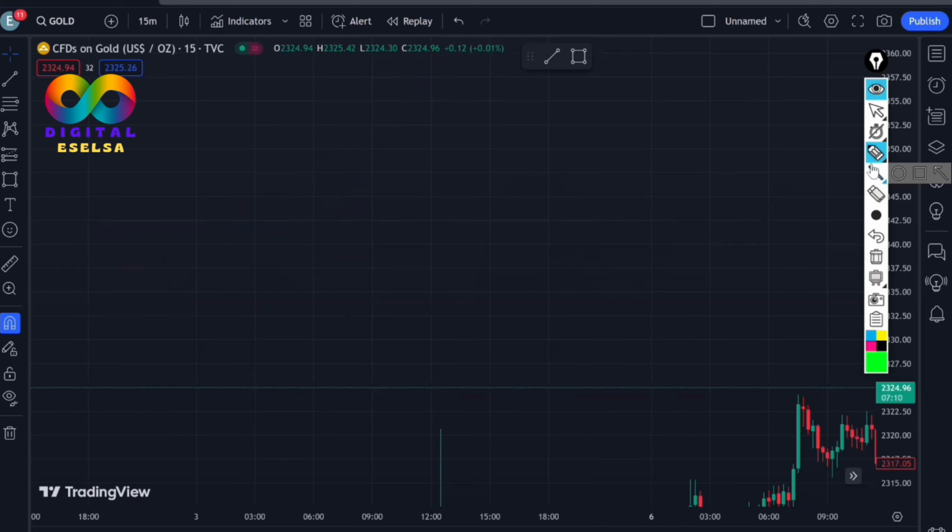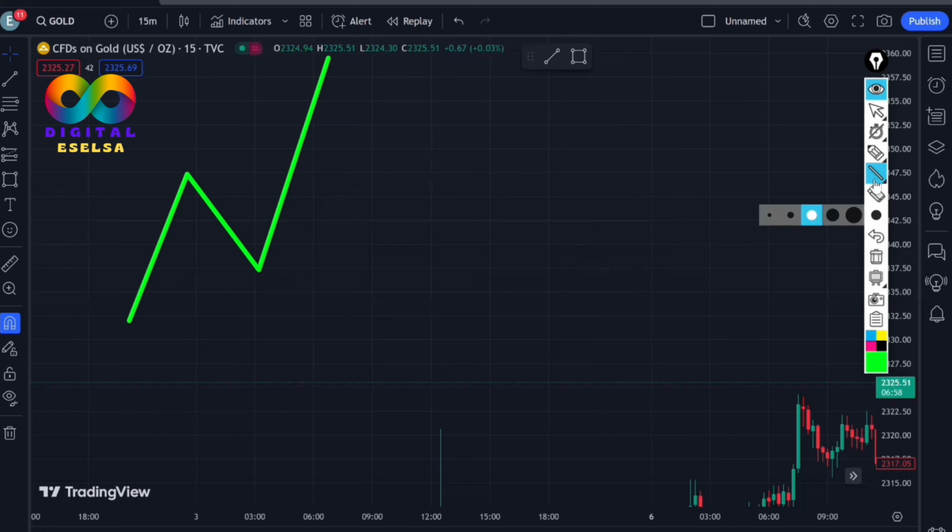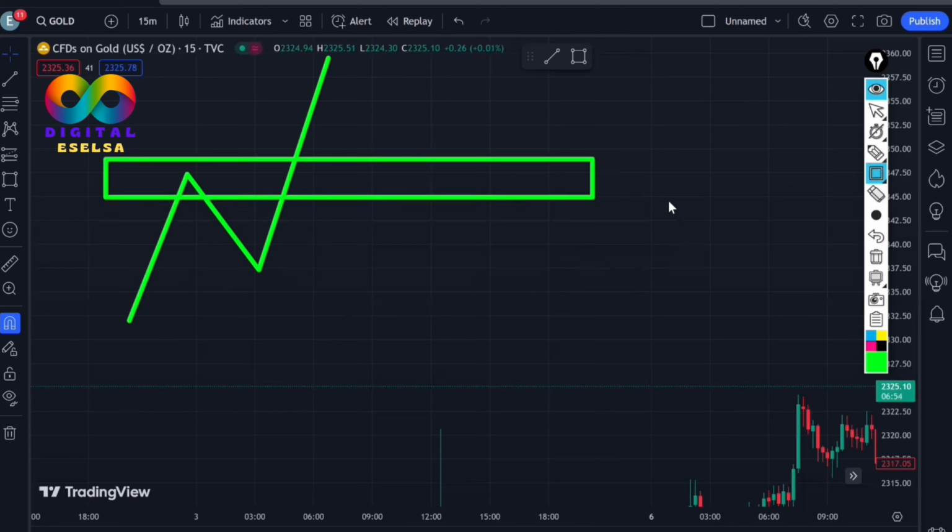So, I've mentioned two things. Number one, identify market structure. Number two, mark out your area of support for a buy movement, where you buy from. Let us now assume that this is the area of support we've marked and we are waiting for price to come back to this area.